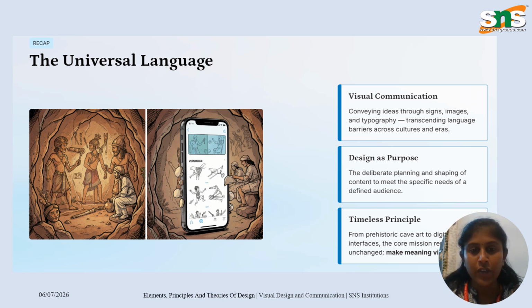Visual communication means conveying ideas through signs, images, colors, symbols and typography instead of using only words. A picture, symbol or an icon can often communicate a message much faster than a passage of text. Because visuals are understood by people from different cultures and languages, they help overcome language barriers.